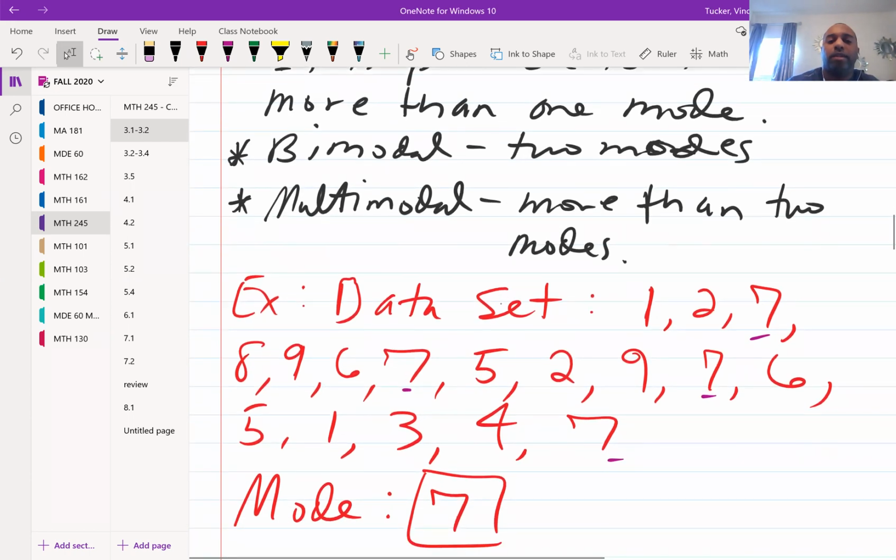So here we have the data set of 1, 2, 7, 8, 9, 6, 7, 5, 2, 9, 7, 6, 5, 1, 3, 4, 7. And so our mode would be 7 because it appears the most. All right, questions? Any questions?